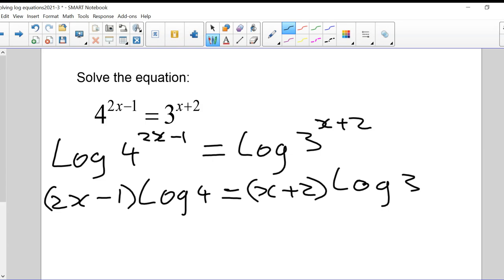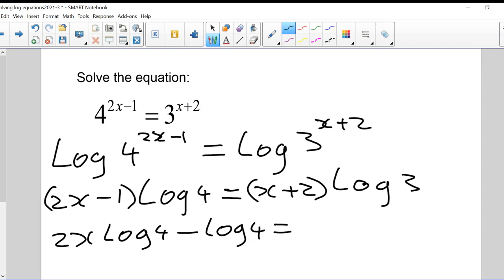What about if I were to expand, or let me use a different word, distribute that log 4 inside of the bracket and the log 3 inside of the bracket? Let me show you what I mean by that. What if I were to say 2x log 4 minus log 4 is equal to x log 3 plus 2 log 3.